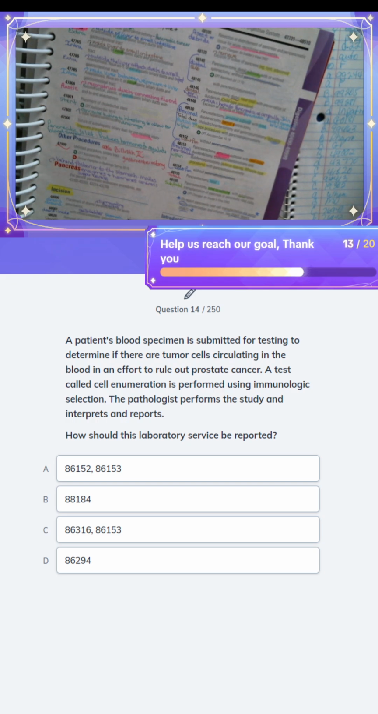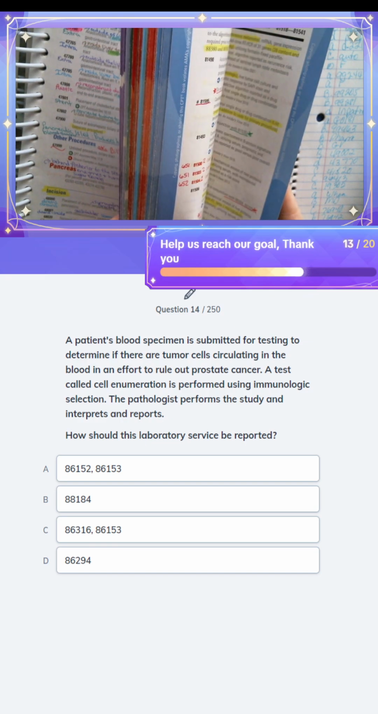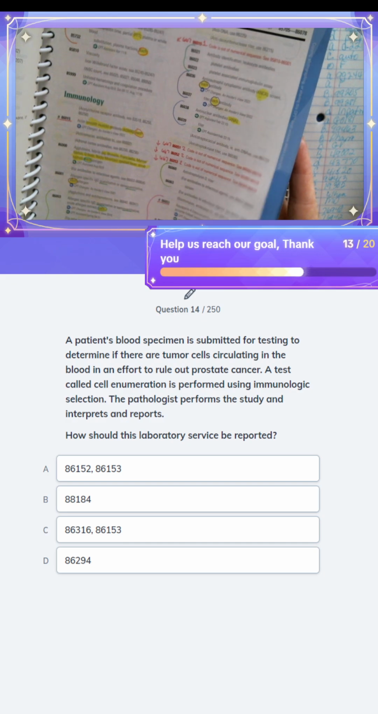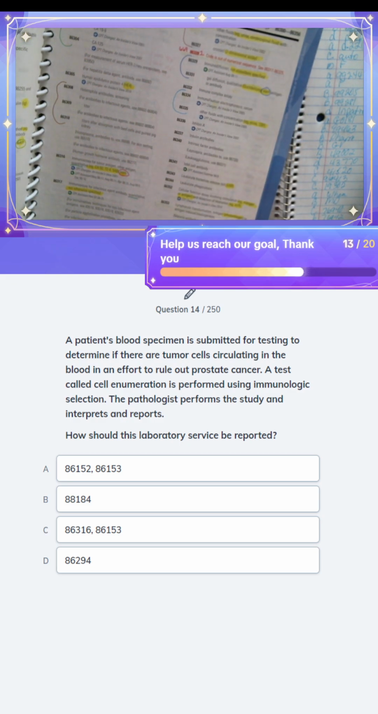Anybody know what the answer is to this question that we have up? Has anybody looked up these codes yet? 861, where are we at? 86152. Cell enumeration for circulating cells in the blood. 86152 looks like it checks off a lot of stuff on the list. Our 53 is our physician's interpretation that goes along with it.